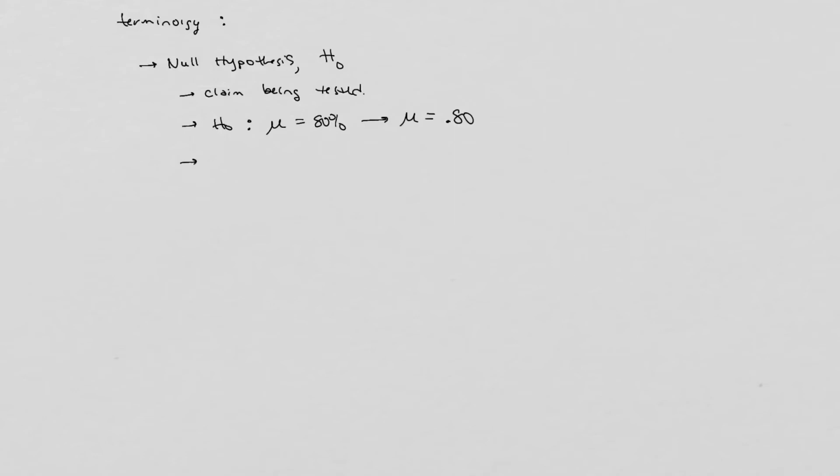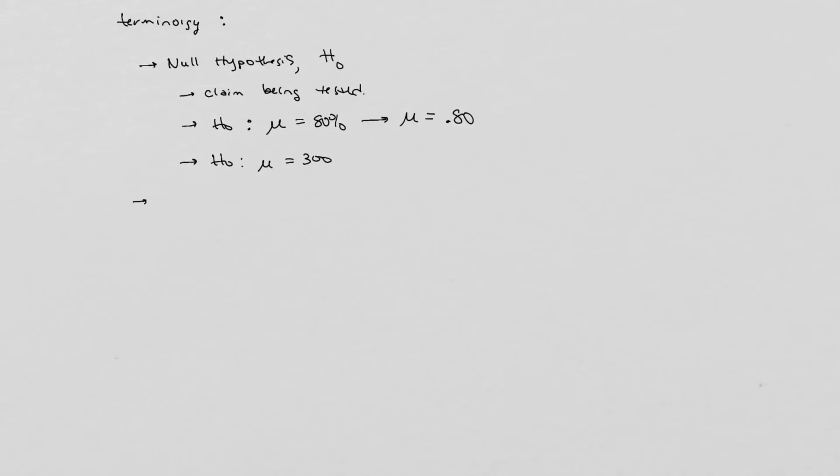The second one was when we looked at light bulbs. We said the average light bulb has a life of 300 hours. So for that particular null hypothesis, we would say that mu equals 300 hours. Okay, so the null hypothesis is again the claim that we're going to be testing out.